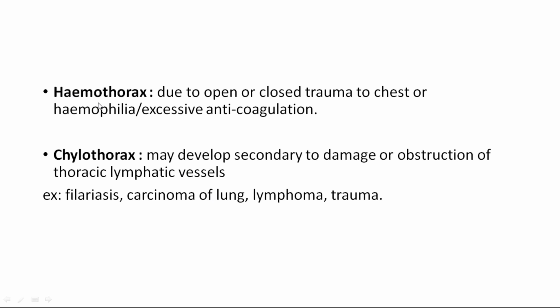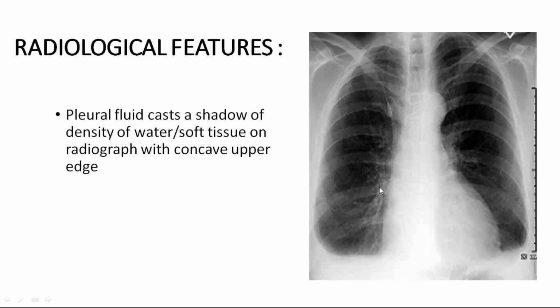When blood is accumulated in the pleural cavity, it is called hemothorax, and this is due to open or closed trauma to the chest, or hemophilia or excessive anticoagulation. And when chyle is accumulated, it is called chylothorax. This may develop secondary to damage or obstruction of the thoracic lymphatic vessels. Example, filariasis, carcinoma of the lung, lymphoma, and trauma can lead to chylothorax.